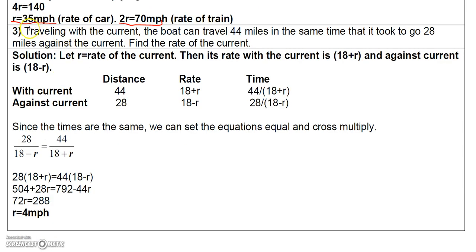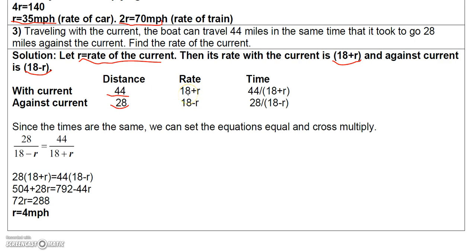Go ahead and pause the video and read this, and I'll just go ahead and get to the solution. So we're going to let R be the rate of the current, and then the rate of the boat when it's traveling with the current would be 18 plus R, and the rate of the boat traveling against the current would be 18 minus R. So we've got the boat taking 2 trips, one with the current, it travels 44 miles, and then against the current it travels 28 miles.